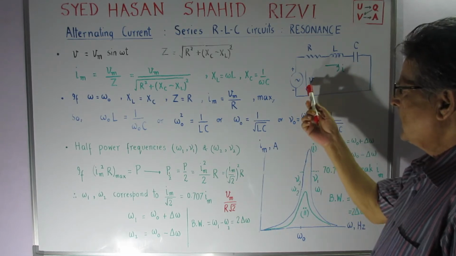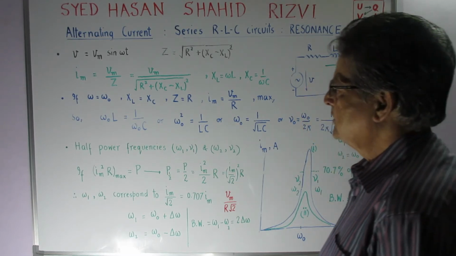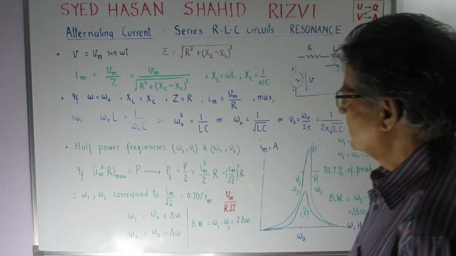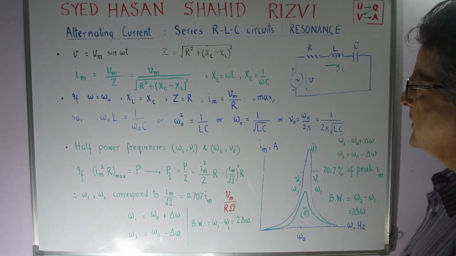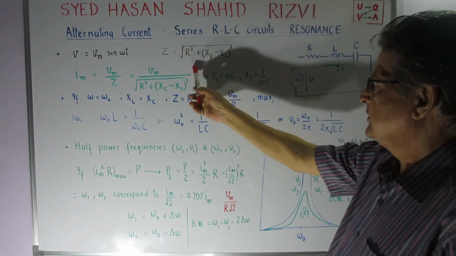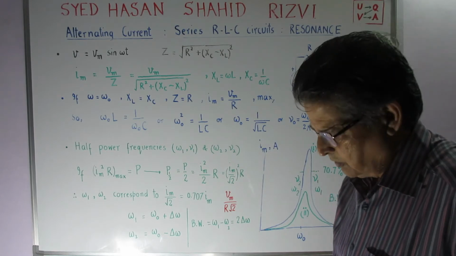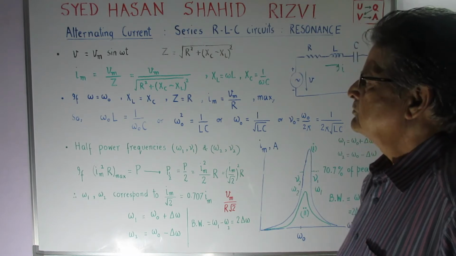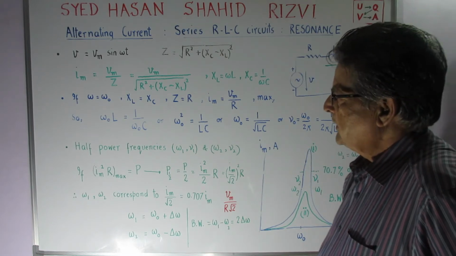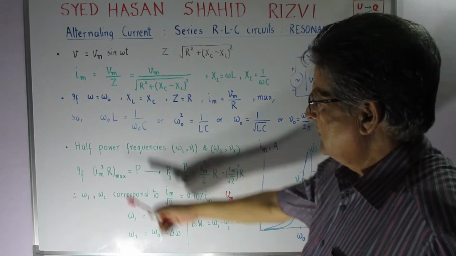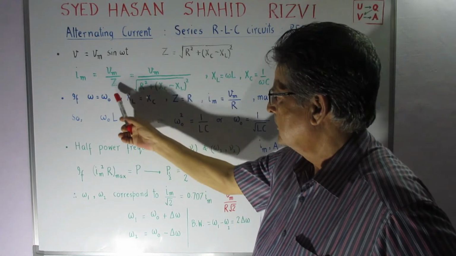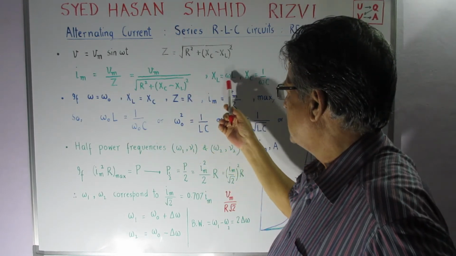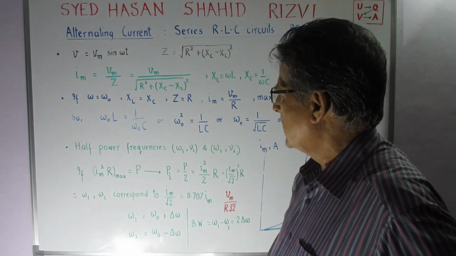Now, what we have applied over here is V is equal to Vm sine of omega t, as per what we have been taking in all the cases, and this feeds to an impedance Z is equal to under root of R square plus Xc minus XL whole square. Okay, so I can write the value of Im is equal to Vm upon Z, where XL is equal to omega L and Xc is equal to 1 over omega C.